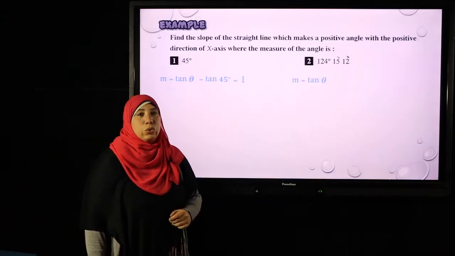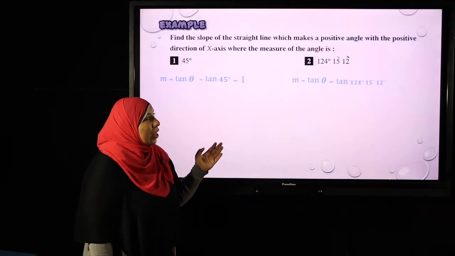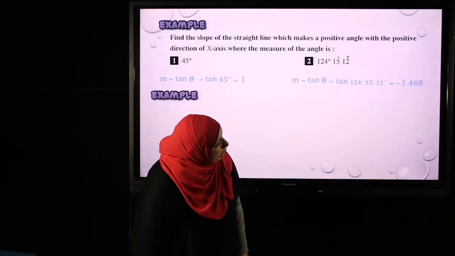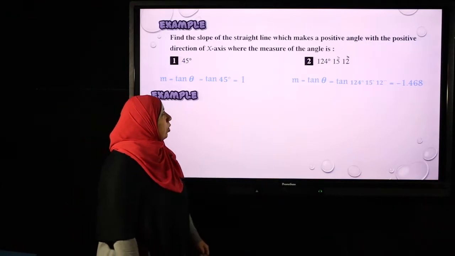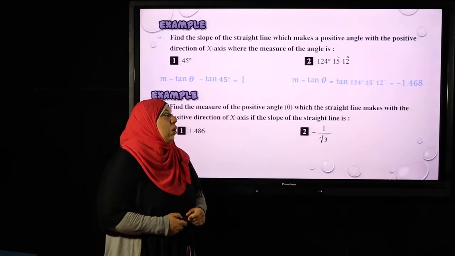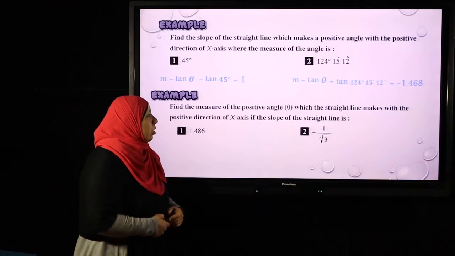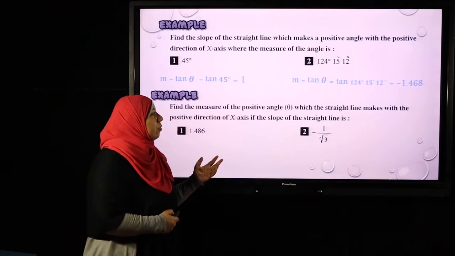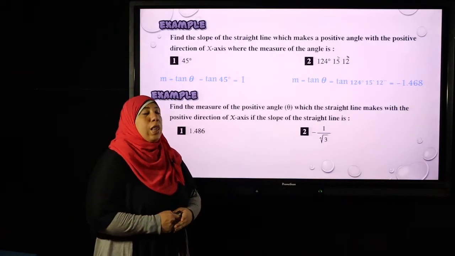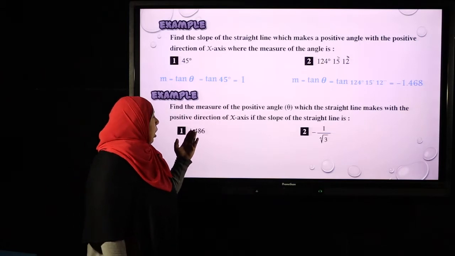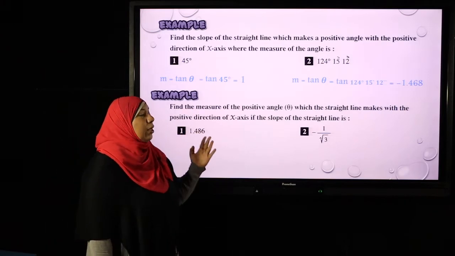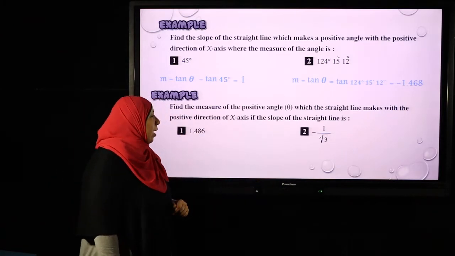Another example, to find the slope, we use tan of the angle equals negative 1.469. For example, another one, find the measure of the positive angle theta which the straight line makes with the positive direction of the x-axis, given the slope of the straight line. He gave you here the slope and he wants to know the measure of the angle made by this straight line and the positive direction of the x-axis.